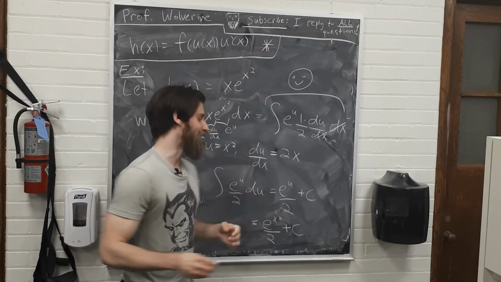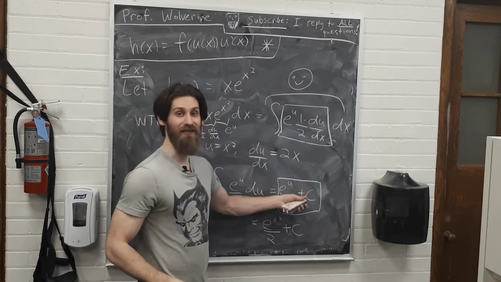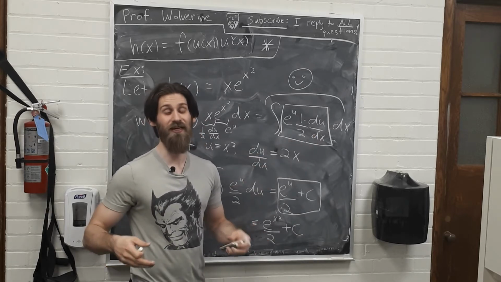Now you can see that if you take this function right here and differentiate it using chain rule, you're going to get exactly this. So that's why it looks like a reverse chain rule.